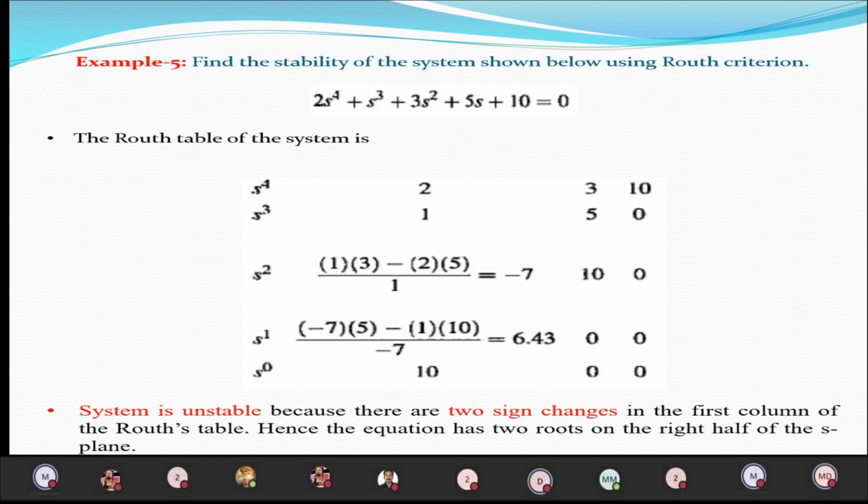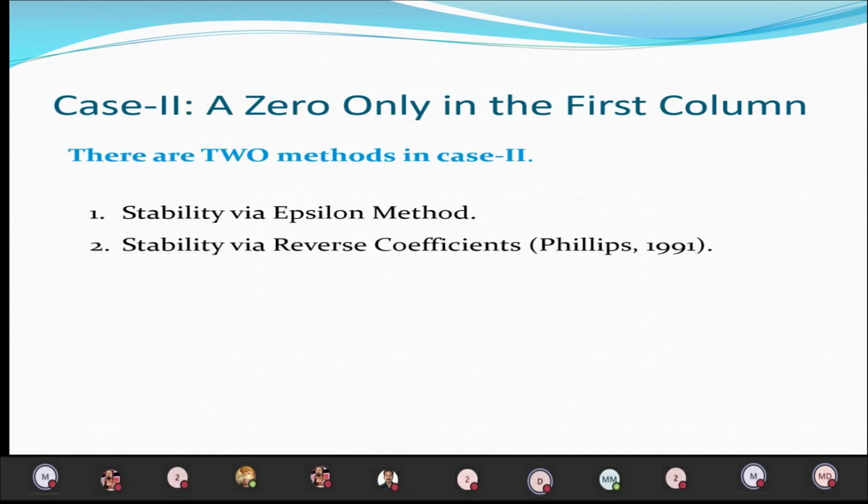You should be very thorough with that, and you have to practice more problems so that within a fraction of a second you are able to determine the answers. Okay, so this is about the construction of root array.